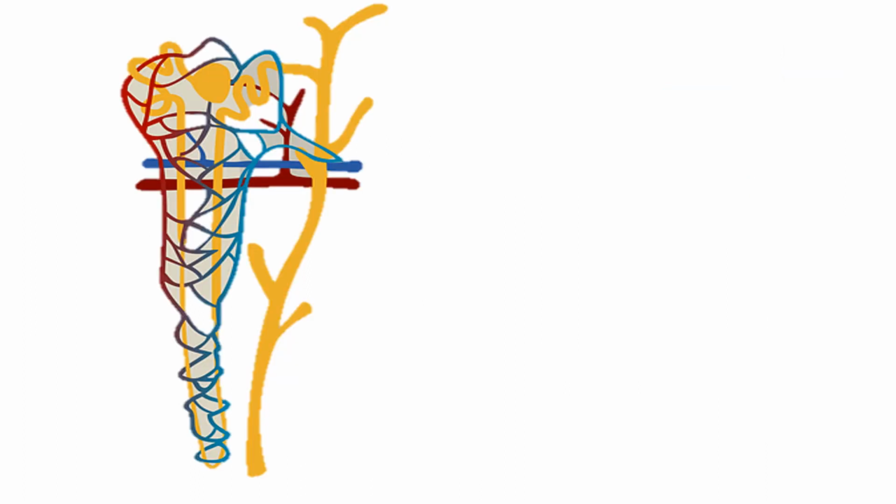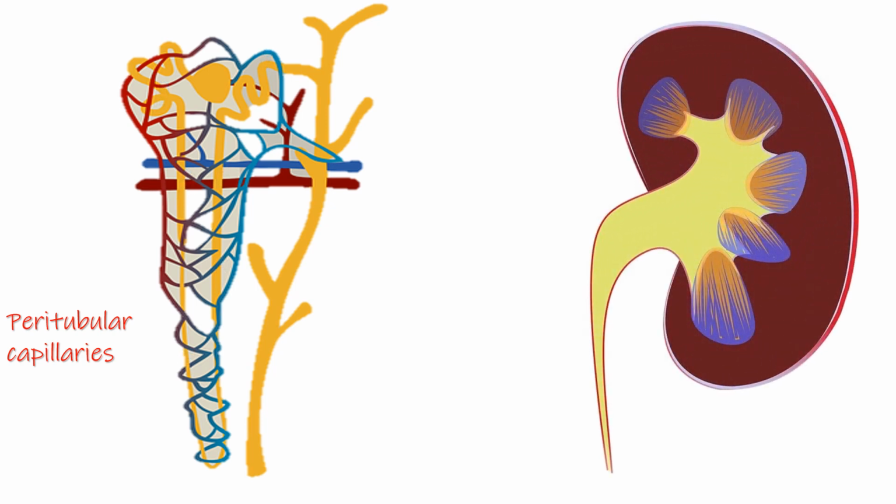The efferent arteriole divides to form a network of capillaries which surrounds the nephron, and this network of capillaries is called the peritubular capillary. The important molecules which are reabsorbed in the renal tubule enter the bloodstream through the peritubular capillaries. The urine collected in the collecting duct now enters the renal pelvis and from there it enters the ureter. The urine from the ureter enters the urinary bladder and from there it enters the urethra.